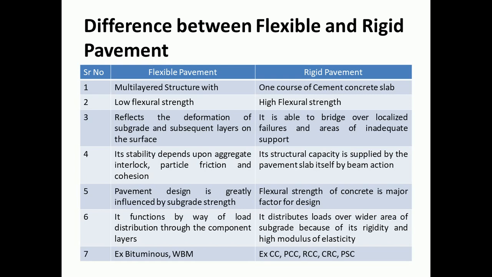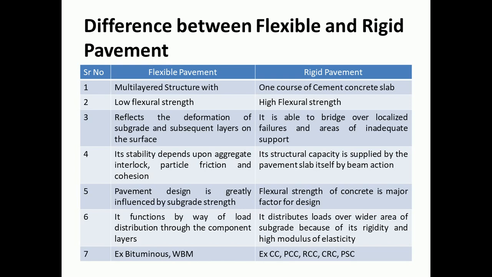How is it greatly influenced by the subgrade strength? If the strength of the subgrade is less, more thickness will be required to cover the subgrade. If the strength of the subgrade is more, less thickness is required. Whereas in the case of rigid pavement, the flexural strength of the concrete plays a vital role. Flexible pavement functions by load distribution through component layers by grain to grain contact, whereas rigid pavement distributes loads over a wider area of the subgrade because of its rigidity and high modulus of elasticity.